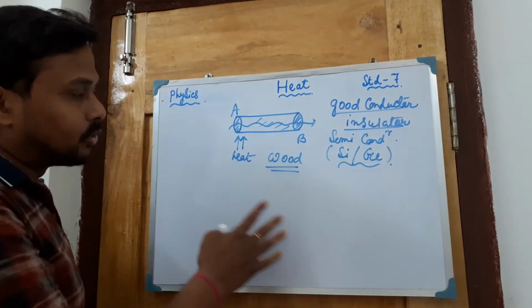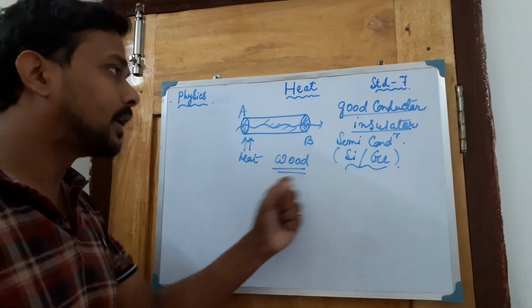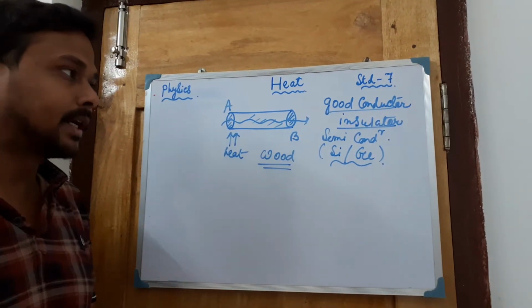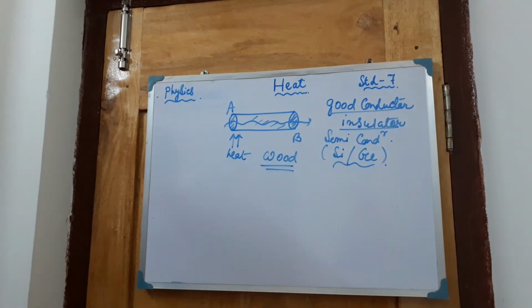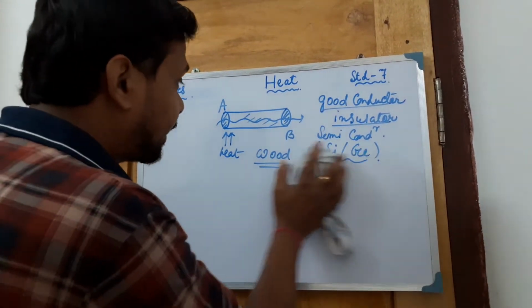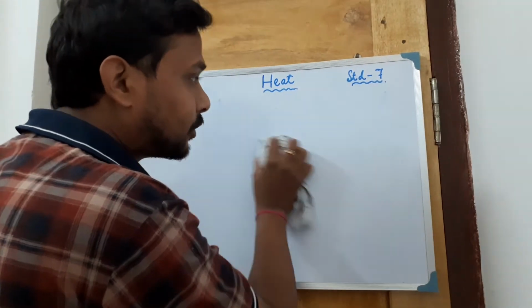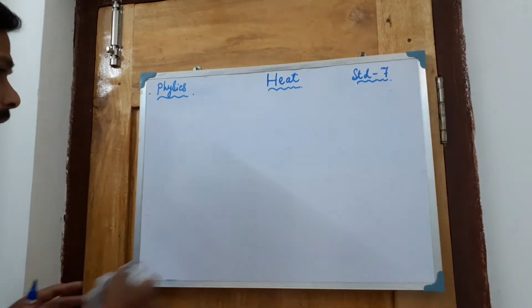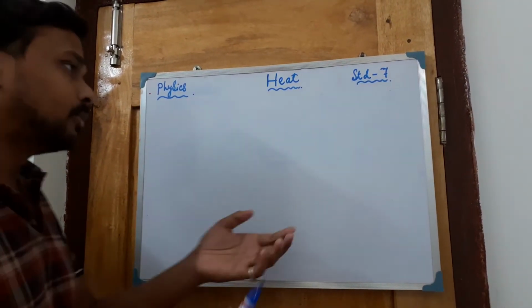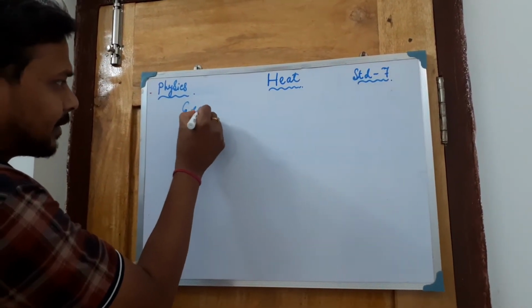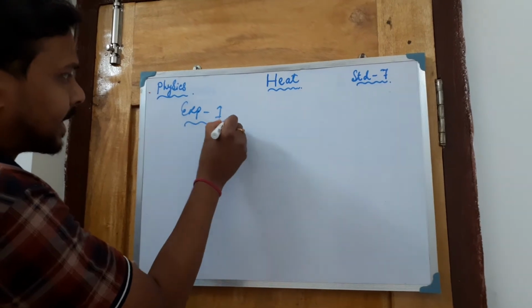So I'm just telling you today about the experimental verification of good conductors and bad conductors, through which heat is flowing, and how you can check when somebody tells you that brass is a good conductor. You have to tell about some experiment through which you can prove whether it's a good conductor or not. So first, the experimental verification given in your books, experiment number 1.